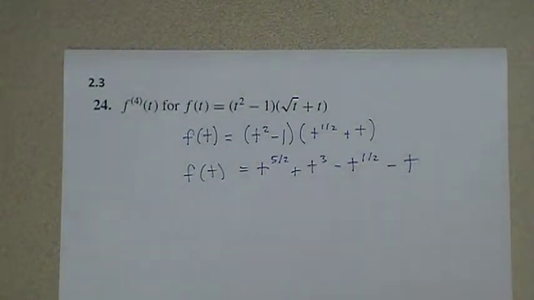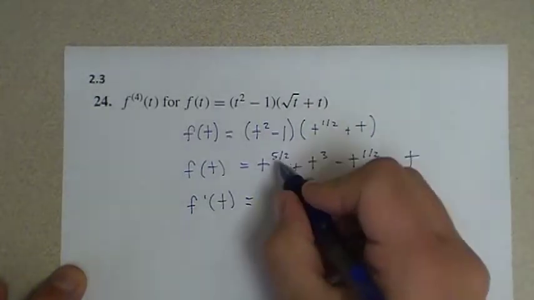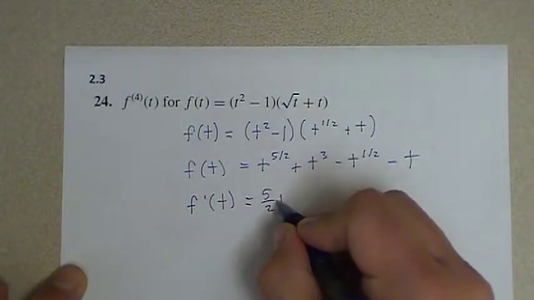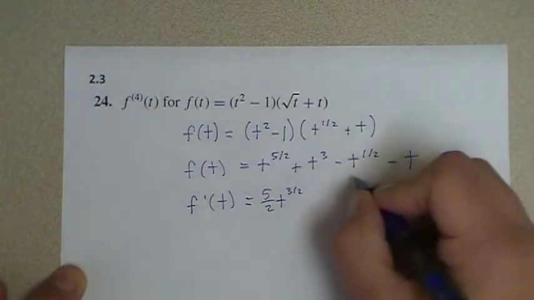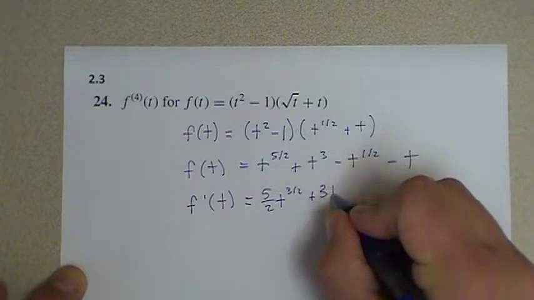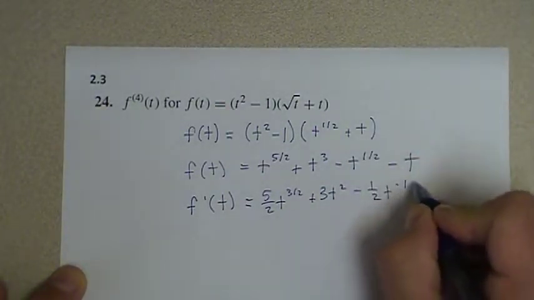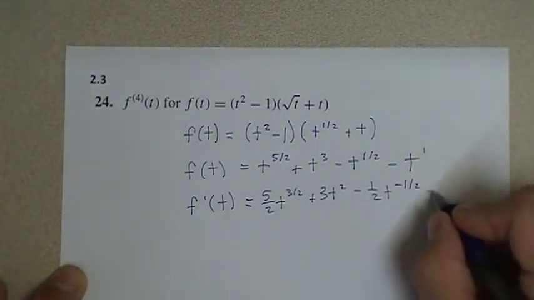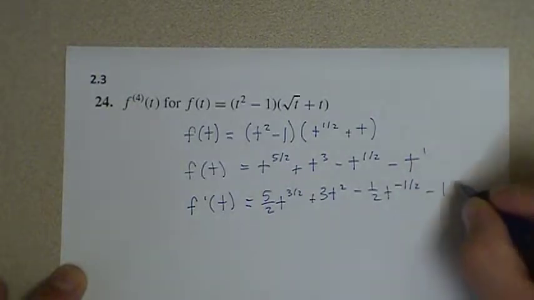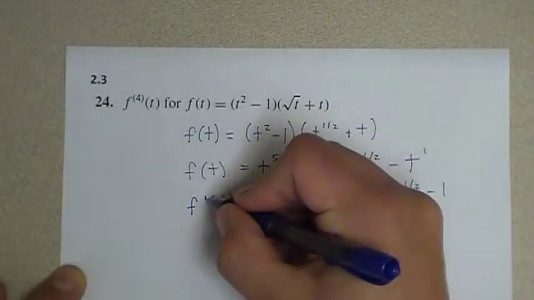Now that the product's out of the way, we can begin to take our derivatives. So f prime of t, the first derivative of this function, using the power rule, I'm just going to multiply by that exponent and subtract 1 from it. So 5/2 minus 1 would take me back to 3/2. I'm going to multiply by this exponent, subtract 1 from it. I'm going to multiply by this exponent, subtract 1 from it. It'll become a negative 1/2, and then if I multiply by this exponent I get a minus 1, and if I subtract 1 from it, it's a t to the 0. T to the 0 is just 1, so I don't have to show it. So this would be my first derivative of this function.